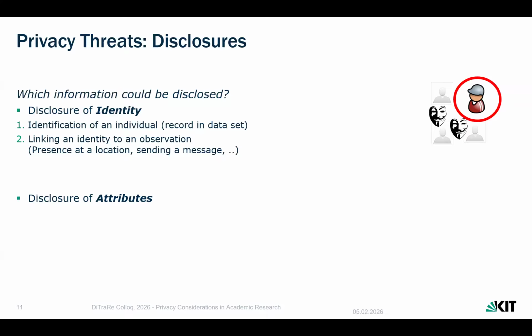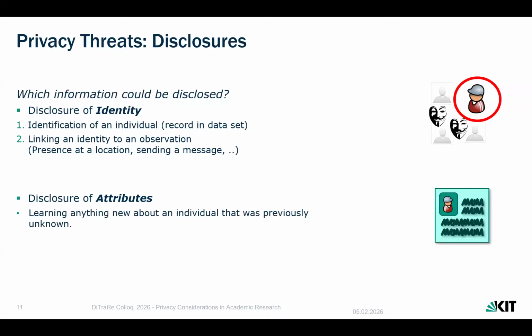The second is disclosure of attributes, and that's essentially the idea that we thought of before. So maybe we already know that a record exists and that the record corresponds to Bob. But there's certain information in the record that we haven't known before, and we learned something new about Bob that Bob maybe didn't want to share. For instance, that he's a union member, that he has certain diseases or whatever.